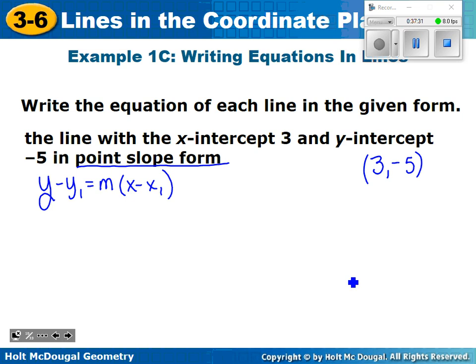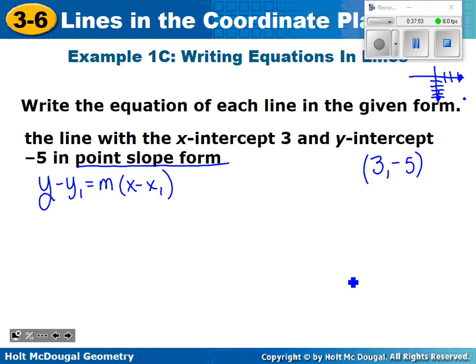Very good, Edwin. Remember, an x-intercept means that's where it crosses the x-axis. So it's a point at 3 on the x-axis. Y-intercept is a point where it crosses the y-axis. So now there's a point down here at negative 5 on the y-axis. That is 2 separate points, not one point combined at 3, negative 5. That would be a point here.